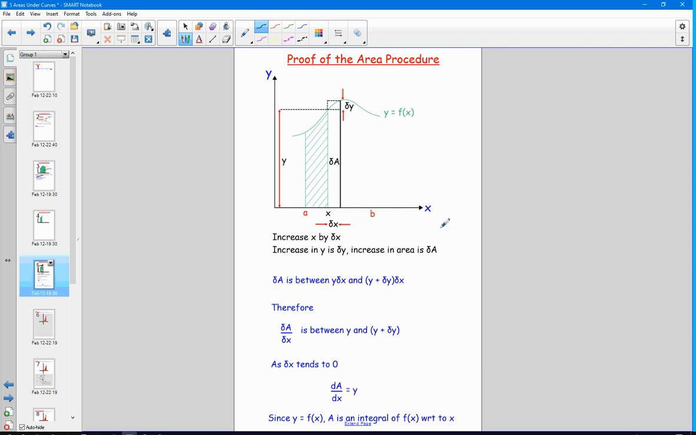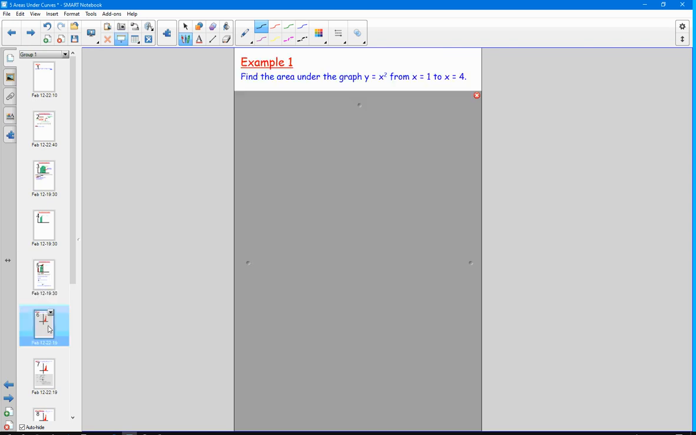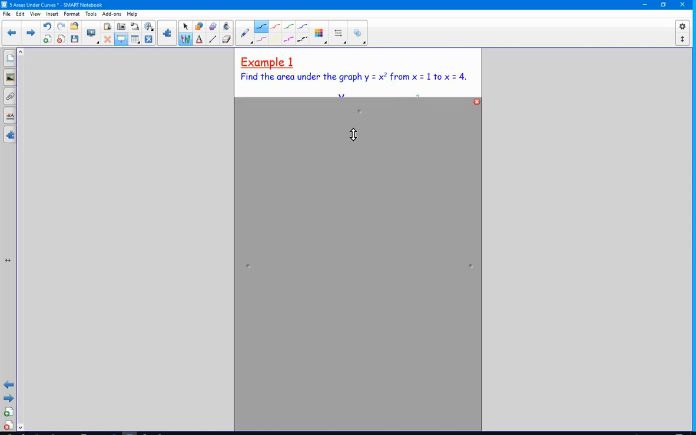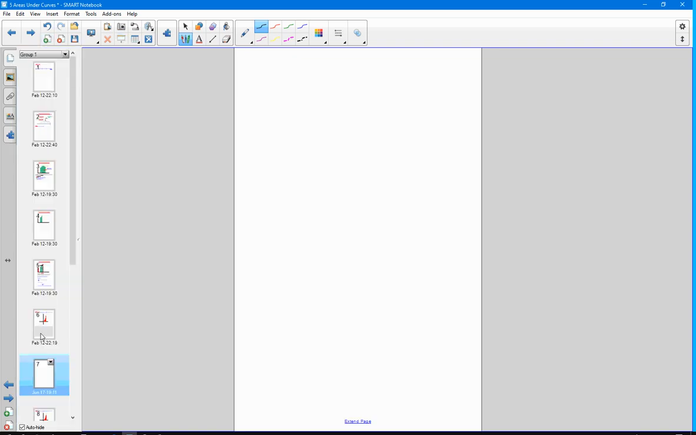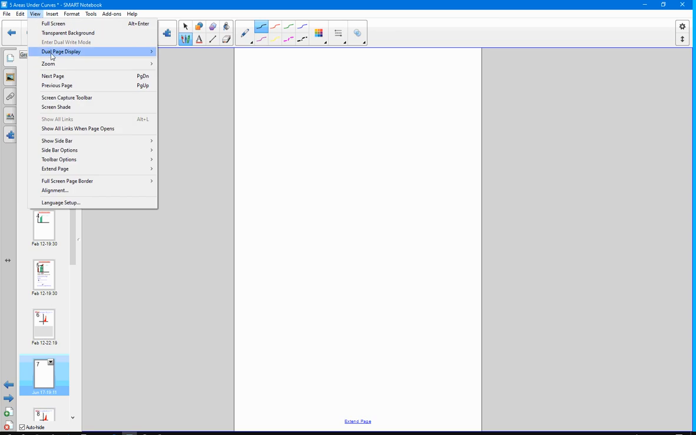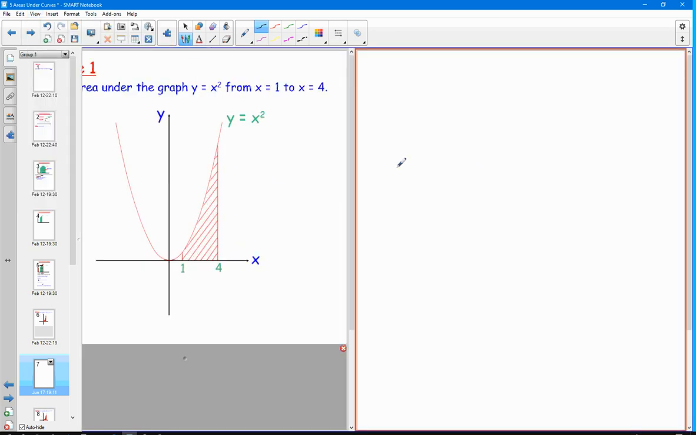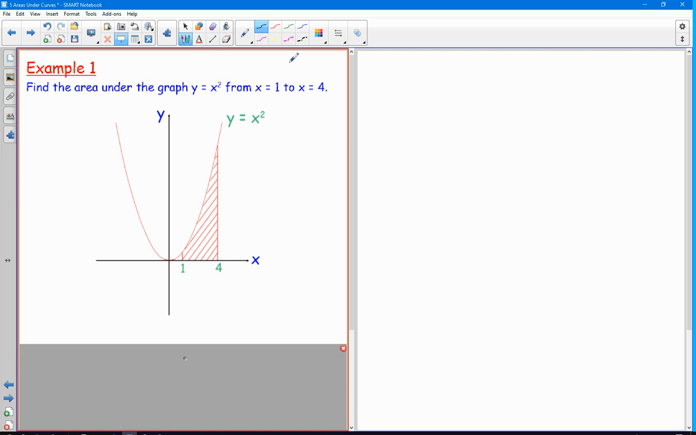Now, I'm not sure whether we really need to know this, but what's more important is can we apply it to some questions. So if we wanted to find the area between the curve y equals x squared and the x-axis between x is 1 and x is 4, we would integrate the function, which is x squared, between 1 and 4.